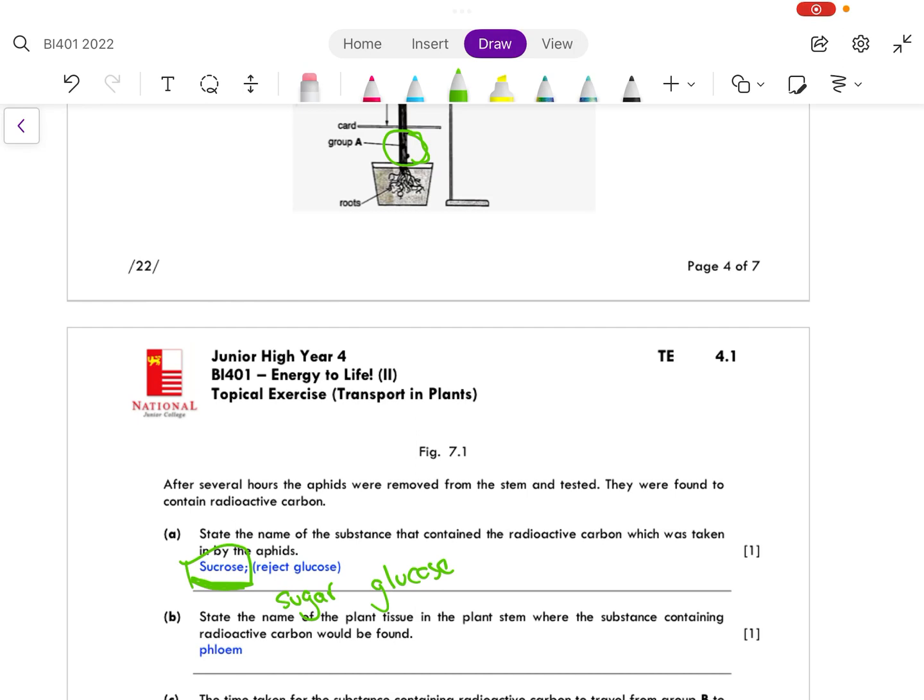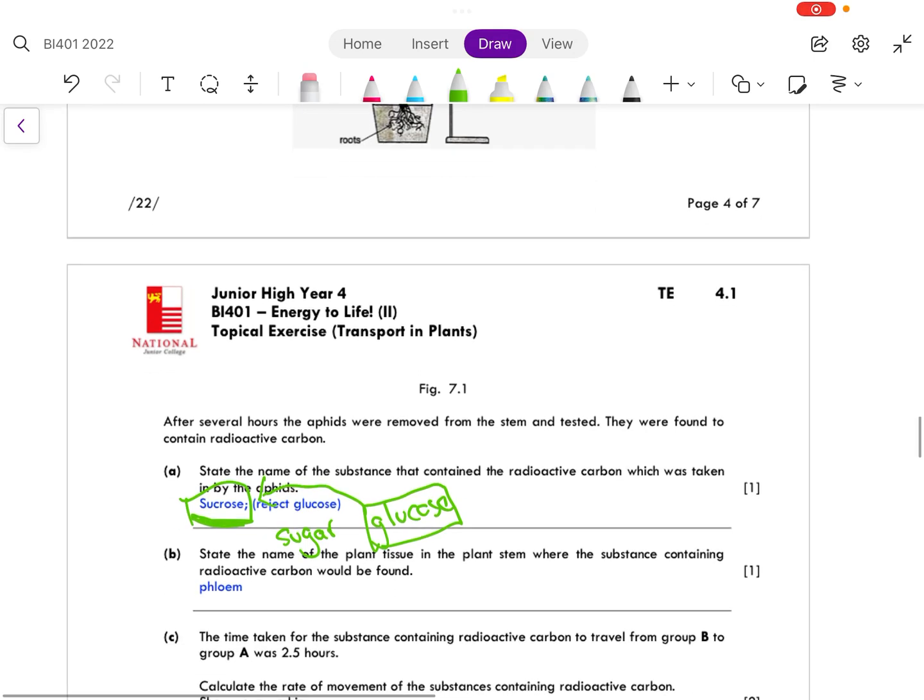However, sucrose is made from glucose, and this glucose came from the Calvin cycle. And how was glucose made in the Calvin cycle? Well, it used the carbon dioxide in the air, and because the carbon dioxide in this case is radioactive, this glucose became radioactive too. And when used to make sucrose, the sucrose in turn became radioactive.